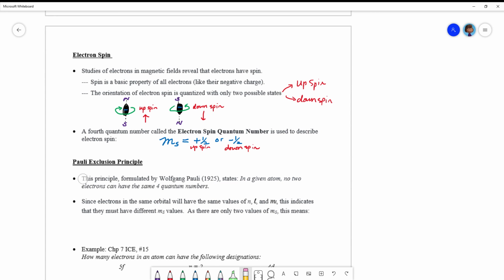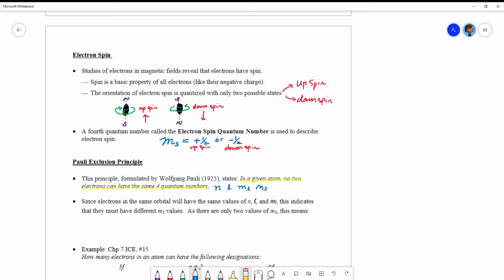So the Pauli exclusion principle was formulated by a scientist named Wolfgang Pauli in 1925. It ultimately states, and this is rather important, I'm going to underline this. Let's get my yellow highlighter. He states, in a given atom, no two electrons can have the same four quantum numbers, where the four quantum numbers are now n, l, m sub l, and m sub s. Okay, they can't have all four values identical. In other words, each electron in an atom must have a unique set of four quantum numbers.